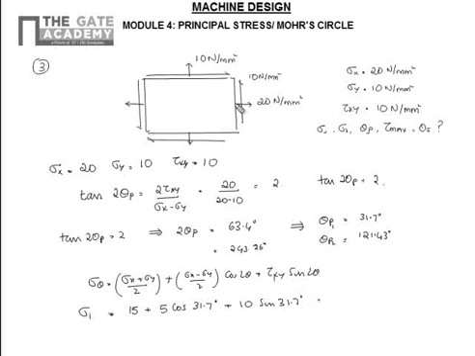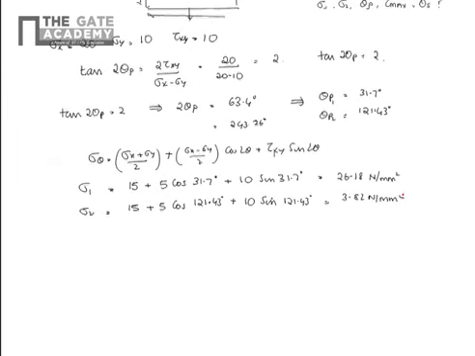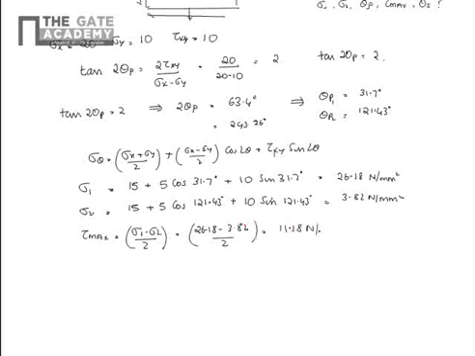This will come out to be 26.18 Newton per mm square. Sigma 2 will be 15 plus 5 cos, instead of 31.7 we will have 121.43 degree, plus 10 sin 121.43 degree. This will become 3.82 Newton per mm square. So that is the principal stresses sigma 1 and sigma 2. And therefore what is the maximum shear stress? Maximum shear stress will be given by sigma 1 minus sigma 2 by 2. That is equal to 26.18 minus 3.82 by 2. This will be 11.18 Newton per mm square.